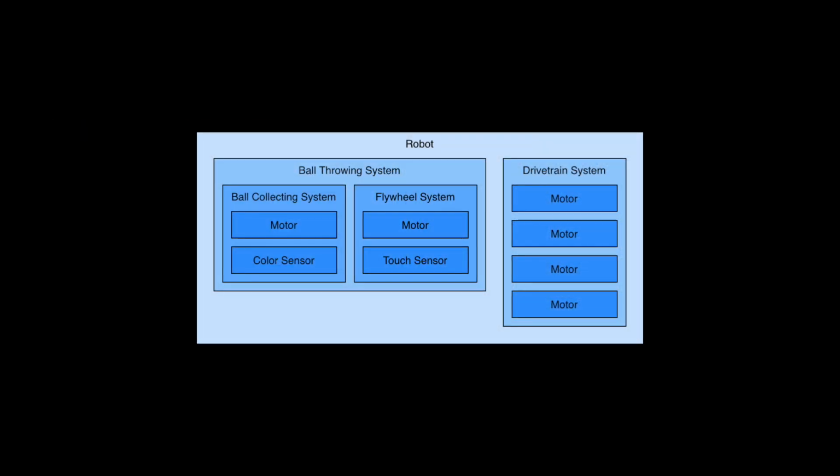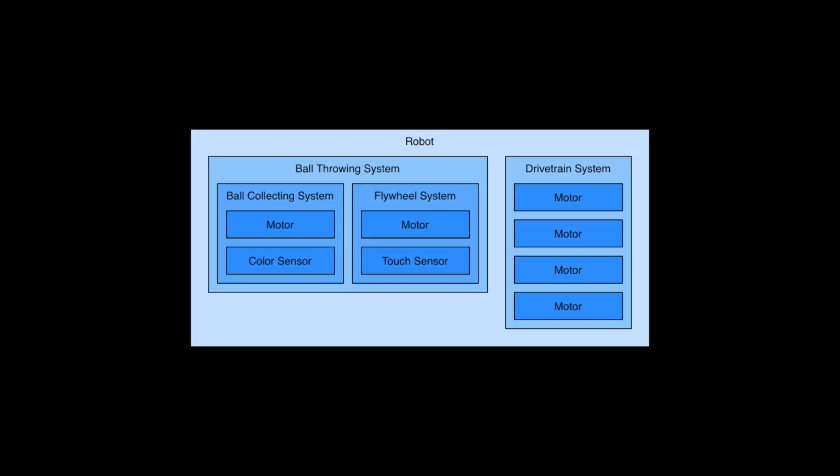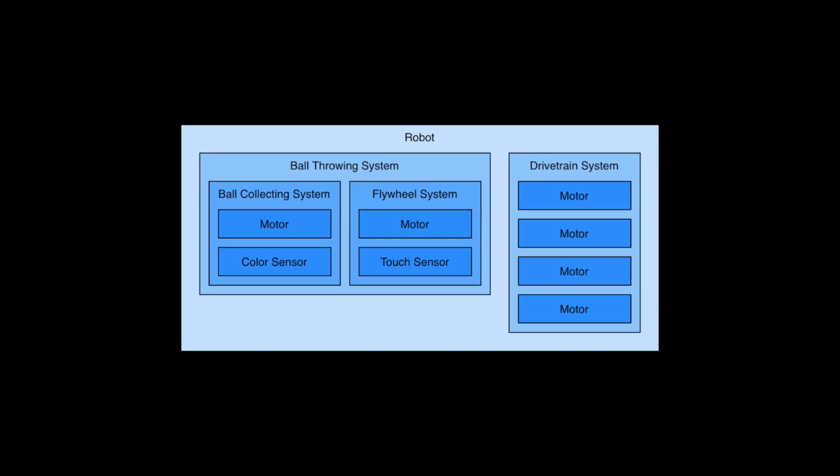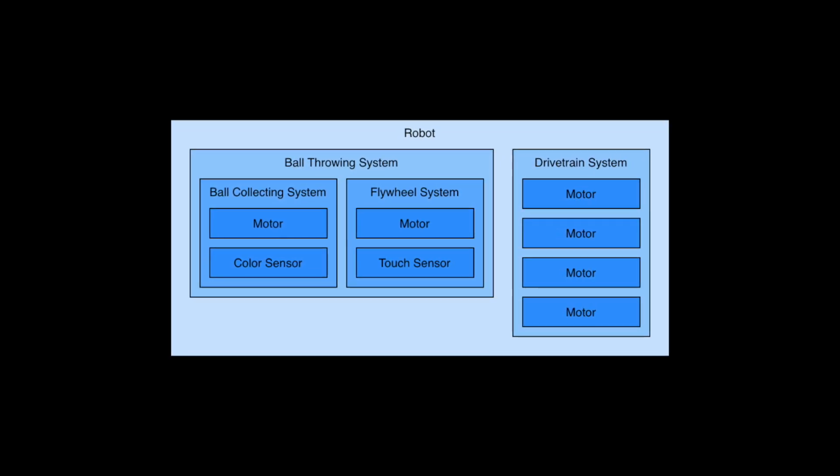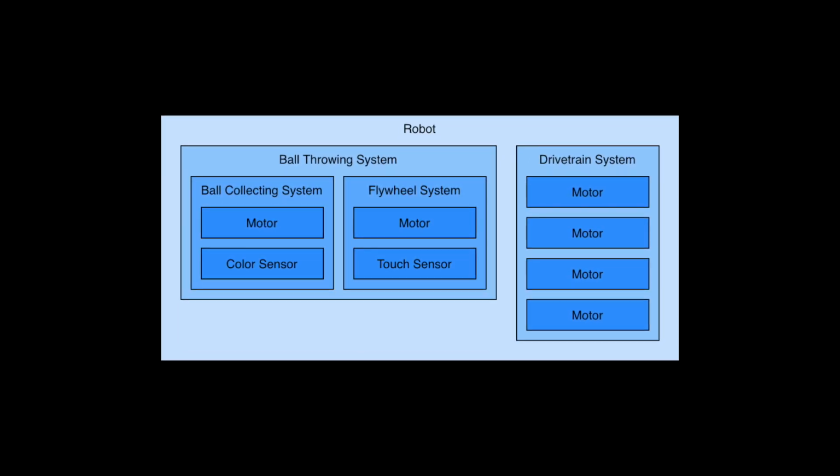Can you give another example of how subsystems can be used to break down a control system into smaller parts? Sure. If you imagine a robot which collects and throws balls, it might have a set of subsystems like these. Robot is composed of a ball throwing system, which is composed of a ball collecting system, which is then composed of a motor and a color sensor. Also, a flywheel system is composed of a motor and a touch sensor, and a drivetrain system, which is composed of many different parts. Thanks.